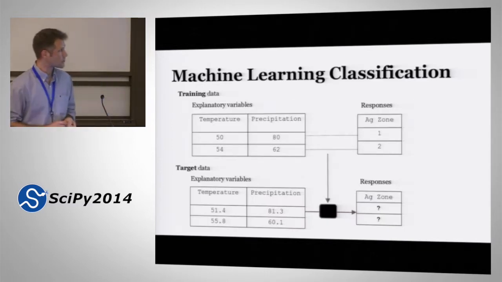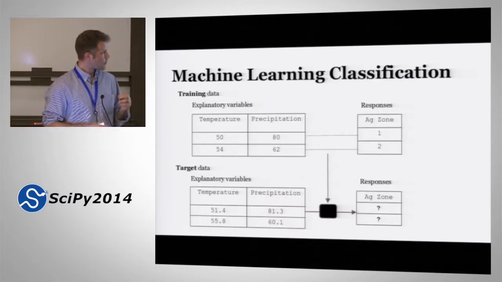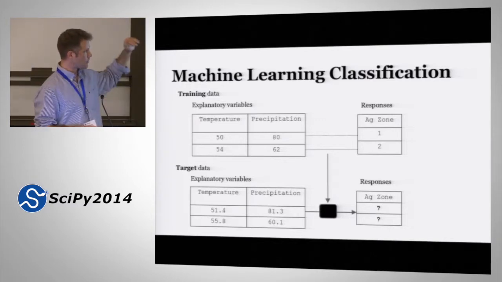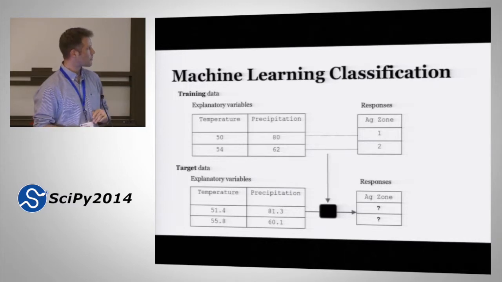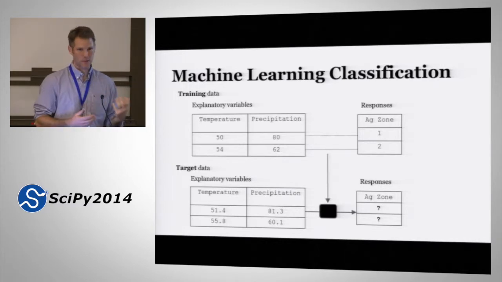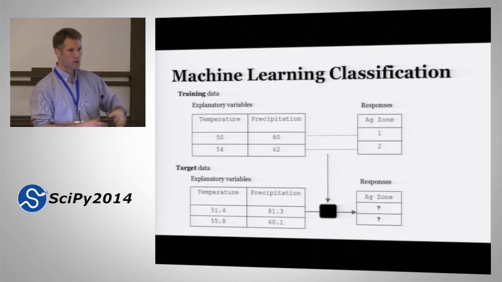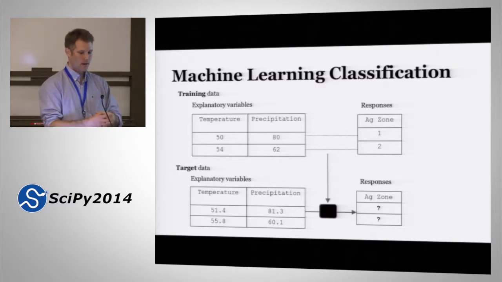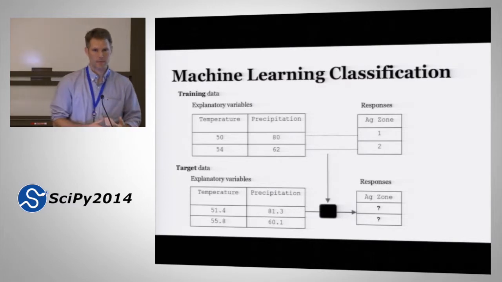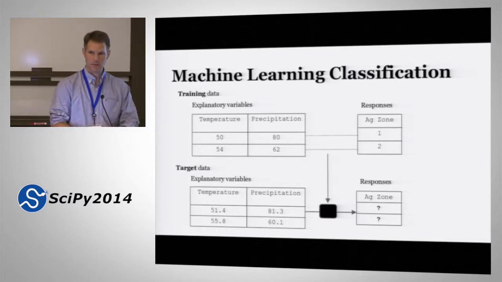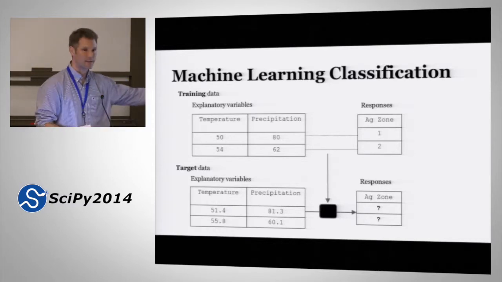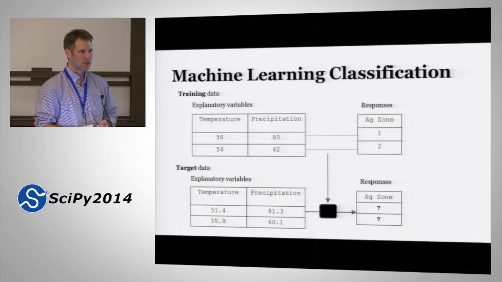So we take those pixels on the image, and each one of those is a row. Each one of the explanatory variables is a column, and that, along with the agricultural zone that exists in that area, constitutes our training data. The relationship between the explanatory variables and the responses forms the black box down here. That is the predictor. That's the supervised classifier.